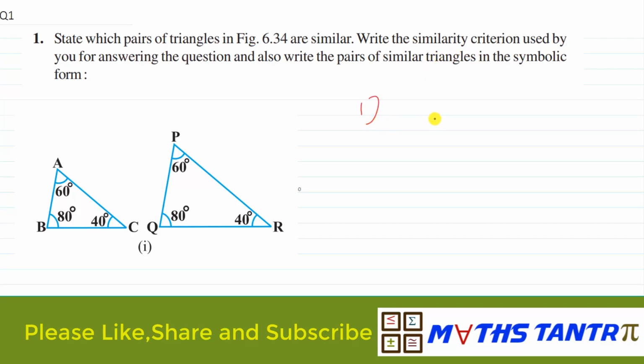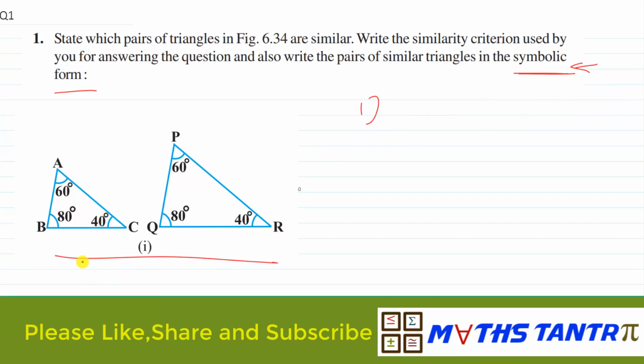First we have to check which pair is similar, and we also have to write by which criteria those pairs are similar. And we also have to write in symbolic form. What does it mean? Symbolic form means you have to use one-to-one correspondence here. If you are not writing in proper one-to-one correspondence, you will lose 1 mark if it is a three marks question. Okay, so let's start with the first question.